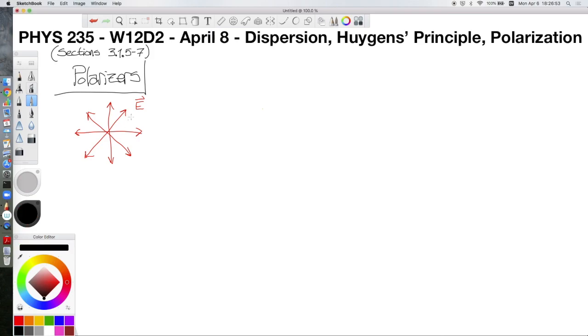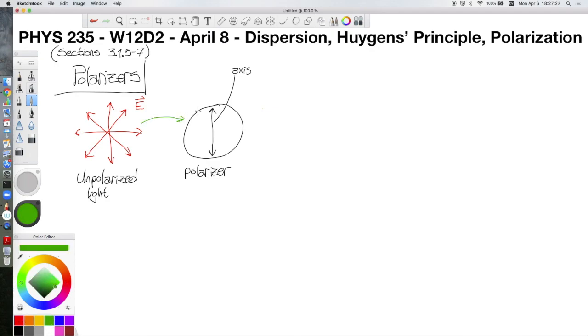So what we're going to do is we're going to send light like this, which is referred to as unpolarized light, into a material called a polarizer. And the polarizer has something called the polarizer axis. And the effect that this has on the light, so this light comes in, and then coming out of that polarizer, we will be left with light that only has electric fields oscillating up and down. Only light with the electric field along the polarizer axis is allowed to pass through the polarizer.